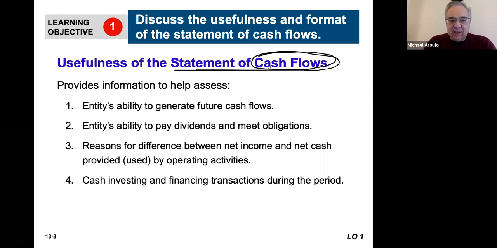So that's basically it. But the statement tells us lots of useful information, such as, looking at past performance will help us understand how future cash flows will likely work. If we are a corporation that pays dividends, or we have debt payments coming up, we need to make sure that we have enough cash coming in to know whether we actually have the ability to do that or not.